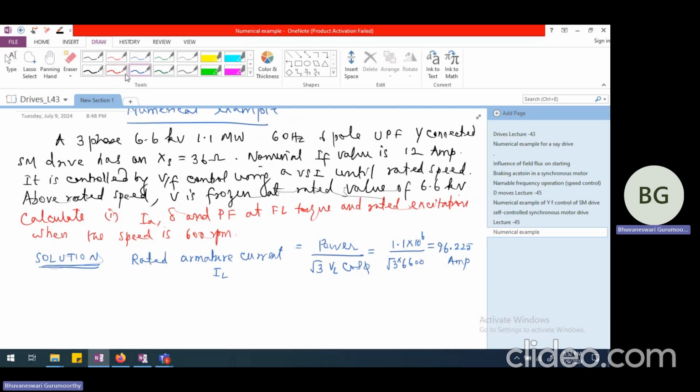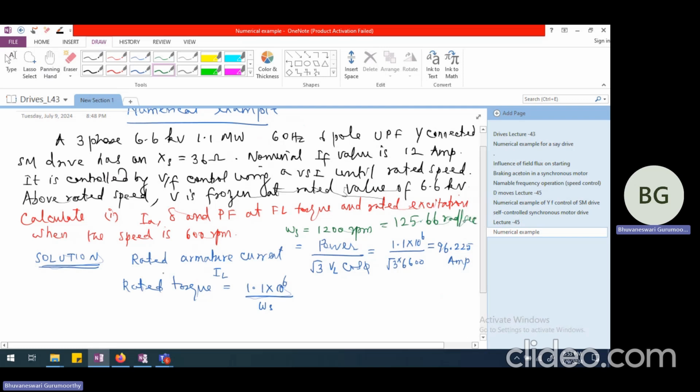Okay. Let us also calculate what is the torque. So rated torque will be 1.1 multiplied by 10 power 6 divided by whatever is omega s. And omega s in this particular case is 1200 RPM because it is 60 hertz and 6 pole, which happens to be 125.66 radians per second.